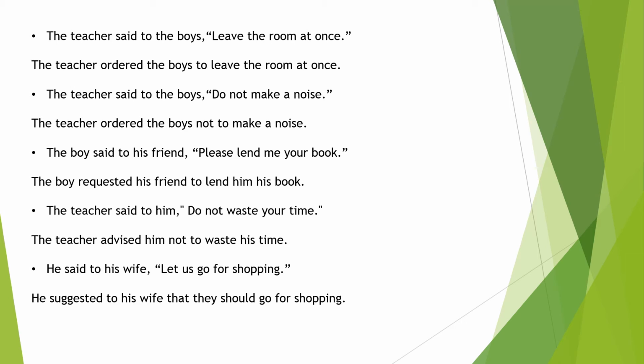It's the example of a request. The boy said to his friend, "Please lend me your book." The boy requested his friend to lend him his book. So it's a request. "Said to" is replaced by "requested" and the inverted commas are omitted. After the omission of inverted commas, "to" is used and "lend him his book." The changes of pronoun: "me" is changed into "him" and "your" into "his." The remaining sentence is the same.